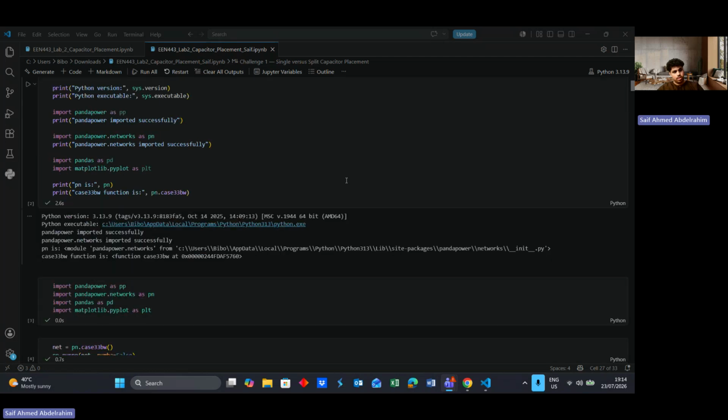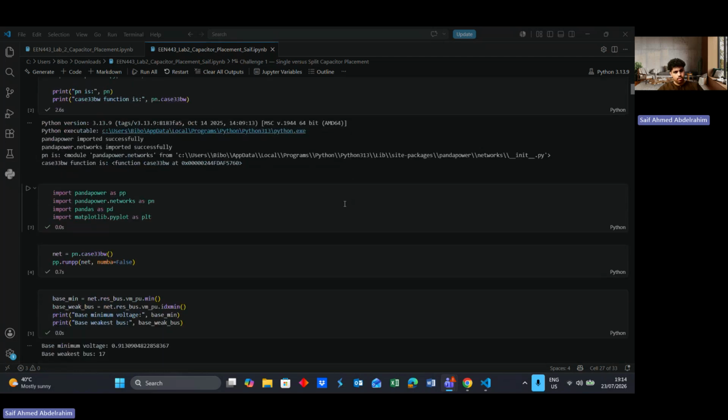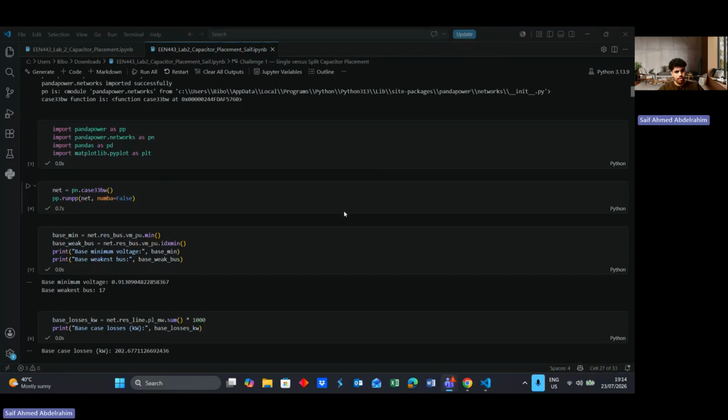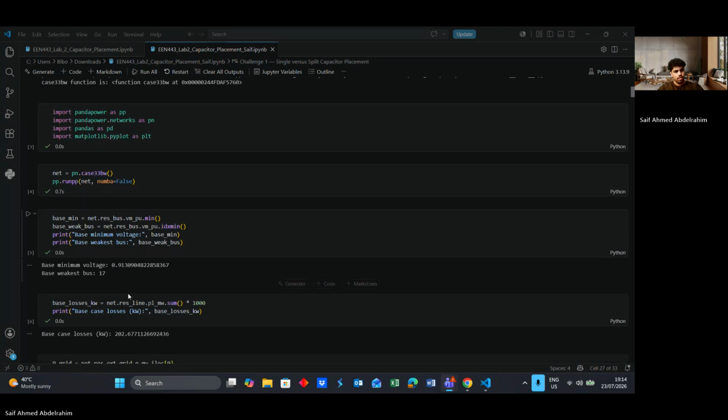As you can see here, I wrote the code, and first, I simulated the feeder without capacitor compensation. The minimum voltage was 0.91309 per unit, and the weakest bus was bus 17, since the voltage is below the acceptable lower limit of 0.95 per unit. The feeder has an undervoltage problem.